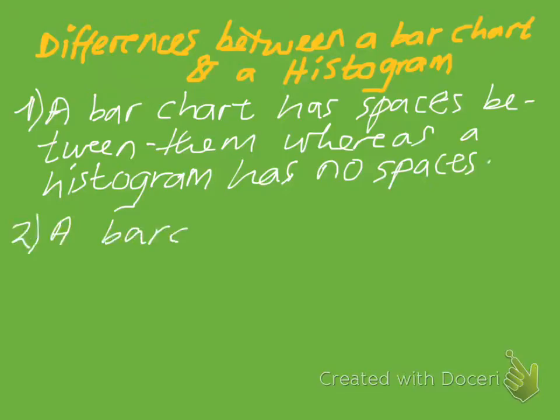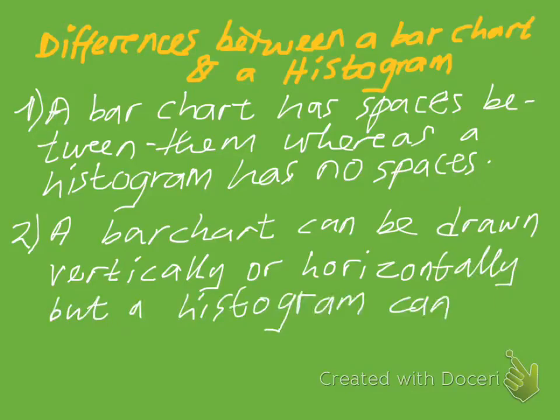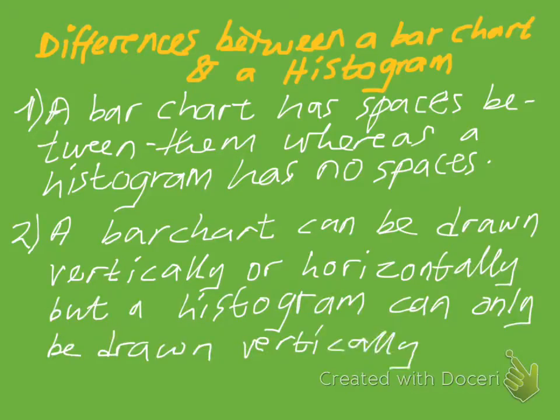The second factor: a bar chart can be drawn vertically or horizontally, but a histogram can only be drawn vertically, depending on your convenience, on how your pages or the space you have. A bar chart can be drawn either way, vertically or horizontally. You may bend the bar chart in a different dimension, but a histogram is upright, always vertical, as how I drew the histogram. It can never be drawn in another dimension.